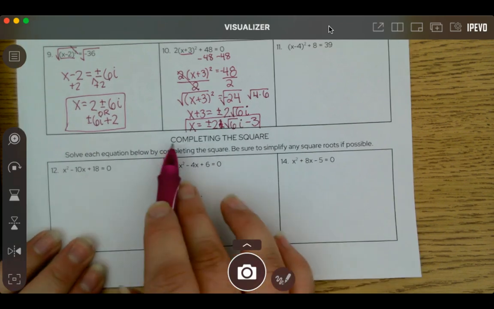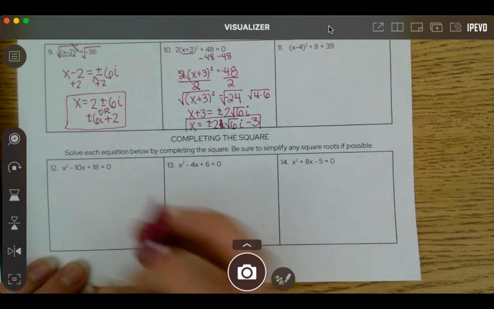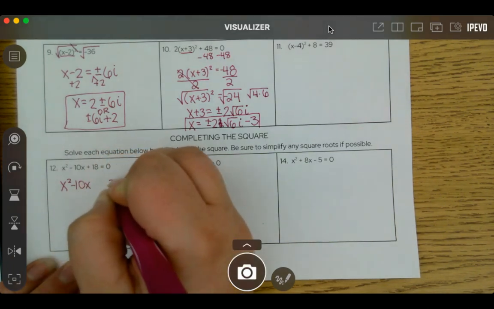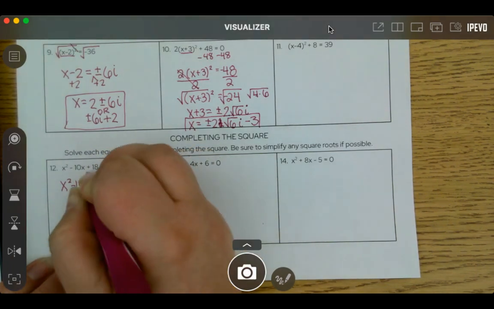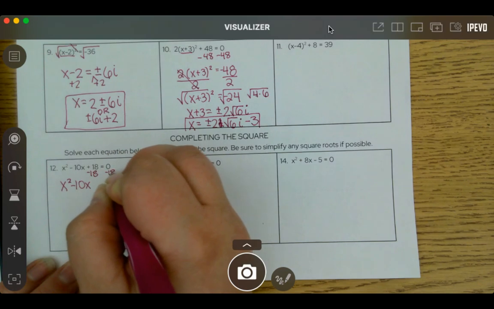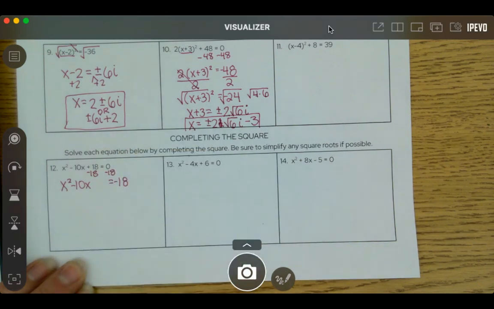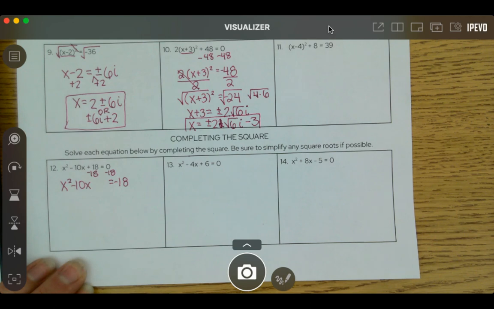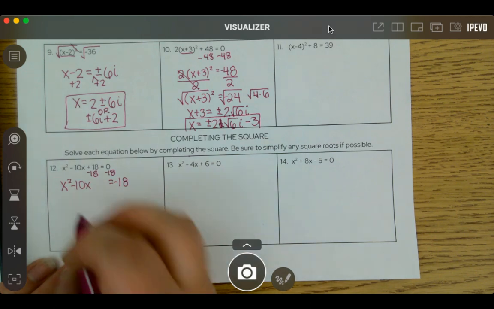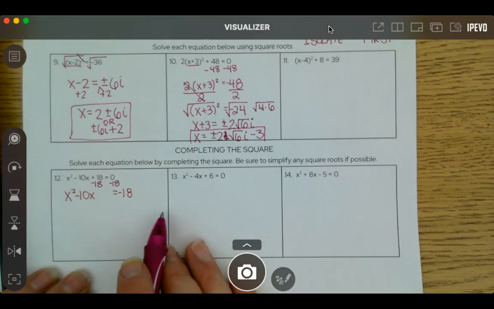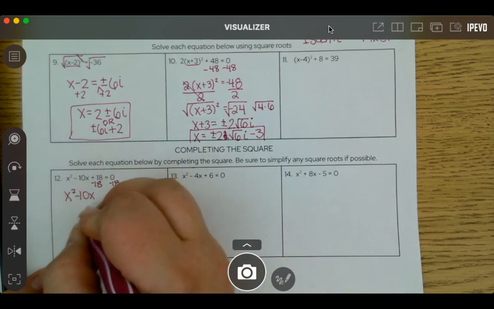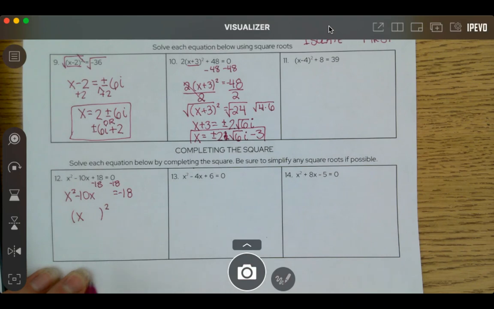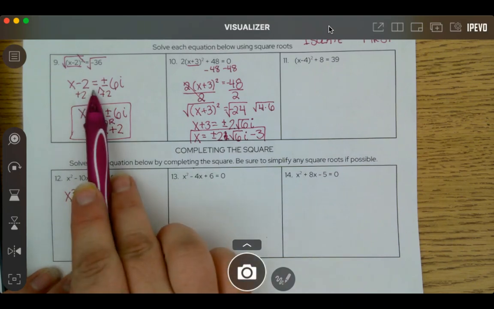So, for completing the square, this is where you get just the x's on the same side. So I'm going to subtract that 18 to the other side. Notice how I left a gap in its place. That is very much on purpose. The whole point of completing the square is to set up the problem on this side so that it's x plus something squared, and then it can be solved just like these.